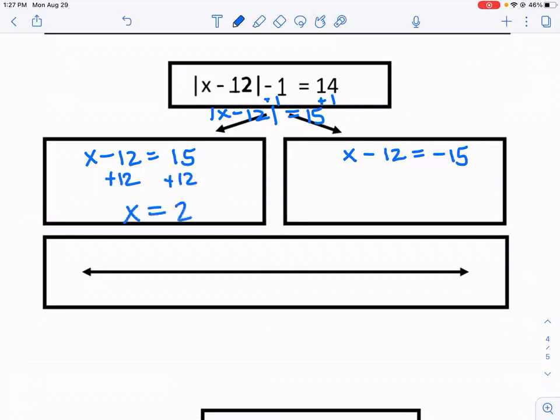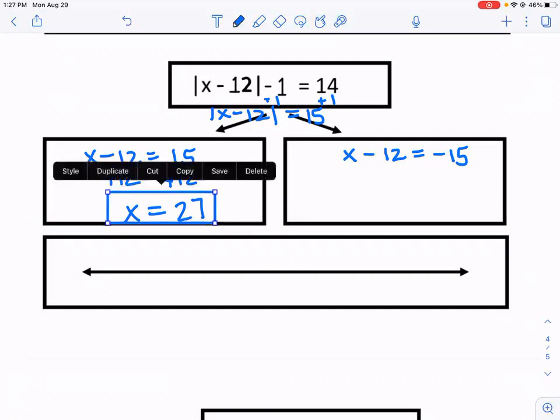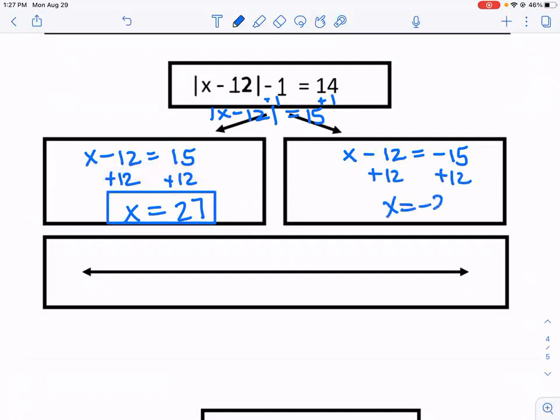All right, so here x equals 27. And over here, x equals -3. We're gonna have fun plotting those numbers. And we gotta make sure we check our answers.